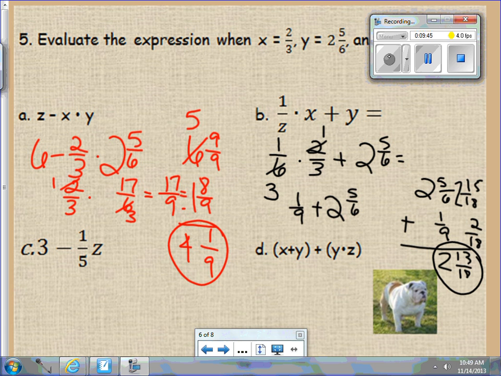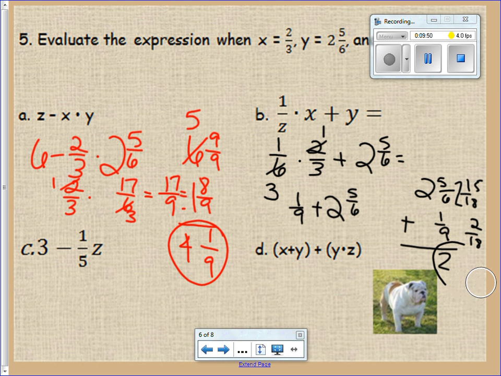After we go back and check our work, we notice that I subtracted and the problem called for addition. So now my final answer is 2 and 17 over 18.